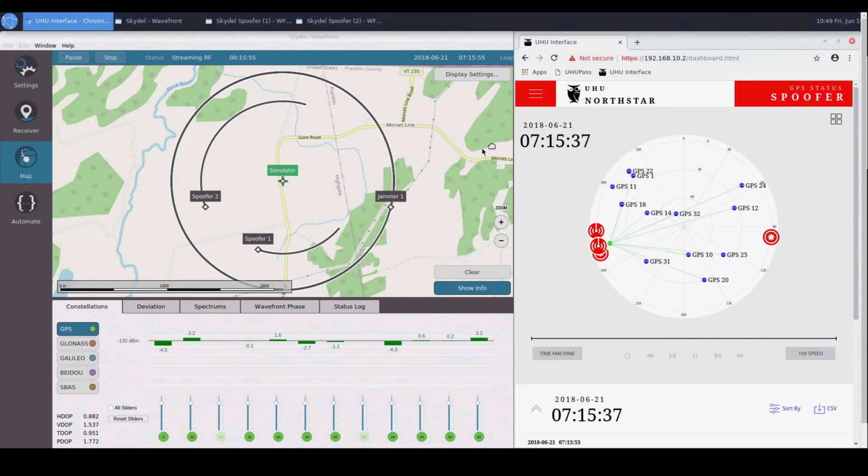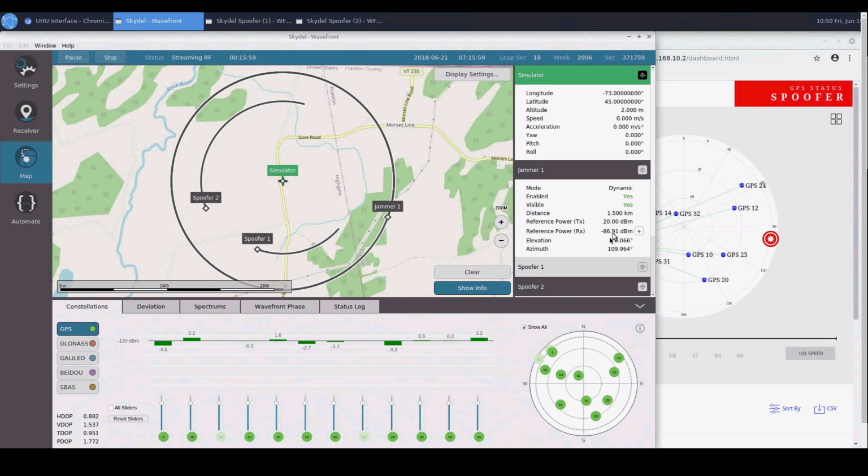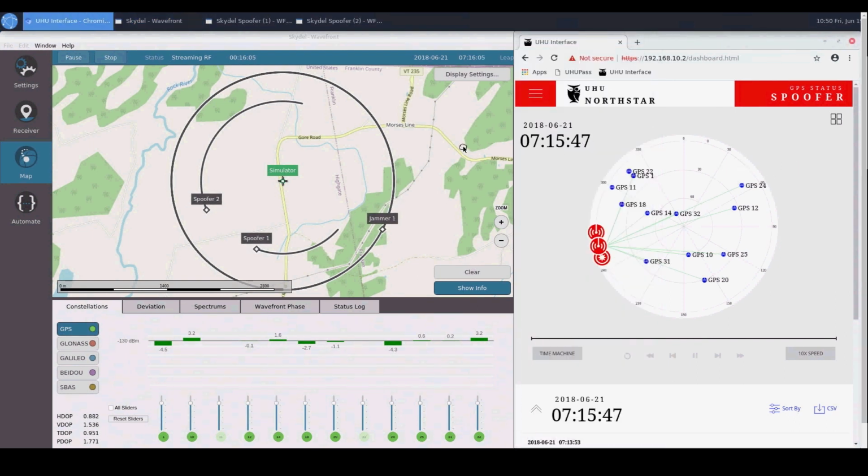So this jammer is about 45 dB higher than GPS reference signals. And you can see that it did pop up on the Northstar screen for a minute, but right now we have a lot of signal involved. We have 2 spoofers and a jammer. So I'm going to give it a minute to settle things out here.